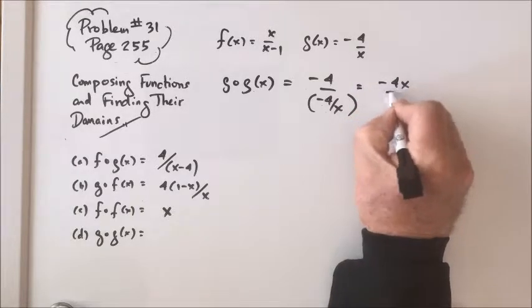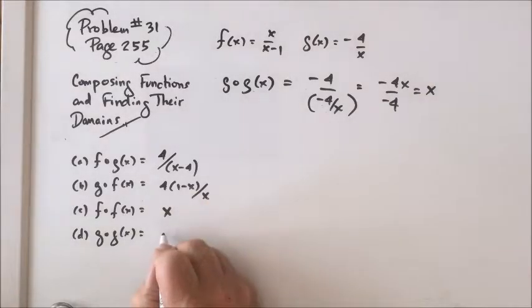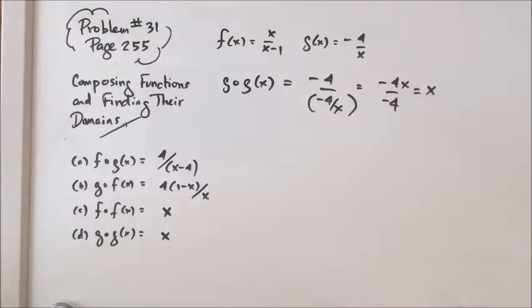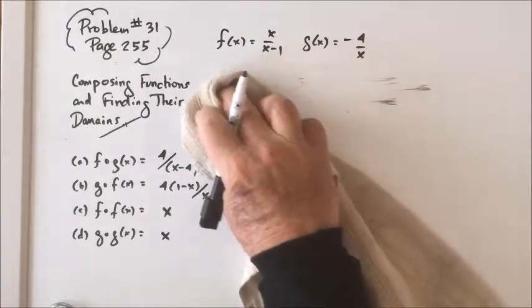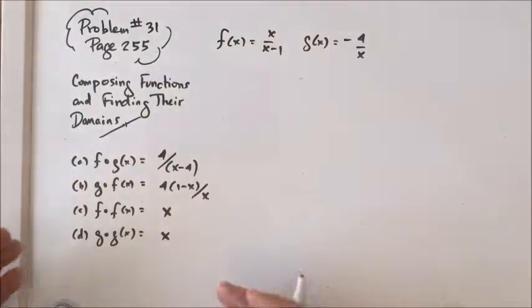Minus 4x all over minus 4, that's equal to x as well, which is kind of odd. I'm not going to allow myself to think about that. I'm just going to move on. And moving on is the last part here. The last part says find the domain of each one of these functions.